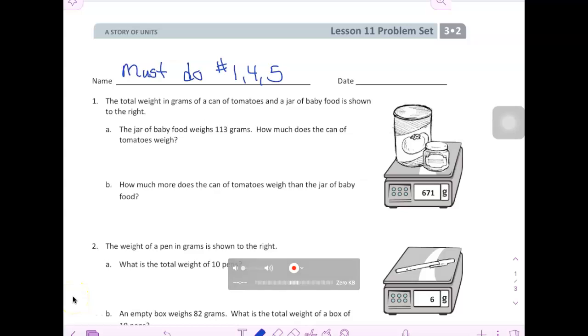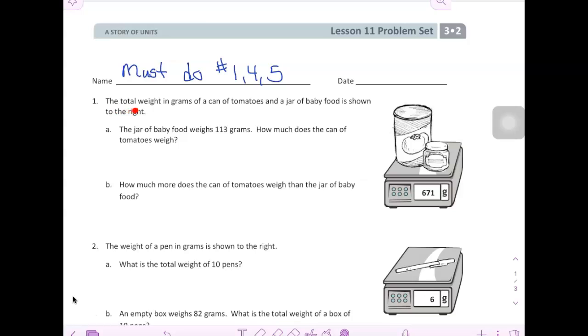This is lesson 11 from module 2, and this is the problem set. We're going to work through some problems together. I'm going to model the problems and then we will solve them. So let's get started with number 1. Our must-dos are number 1, 4, and 5.